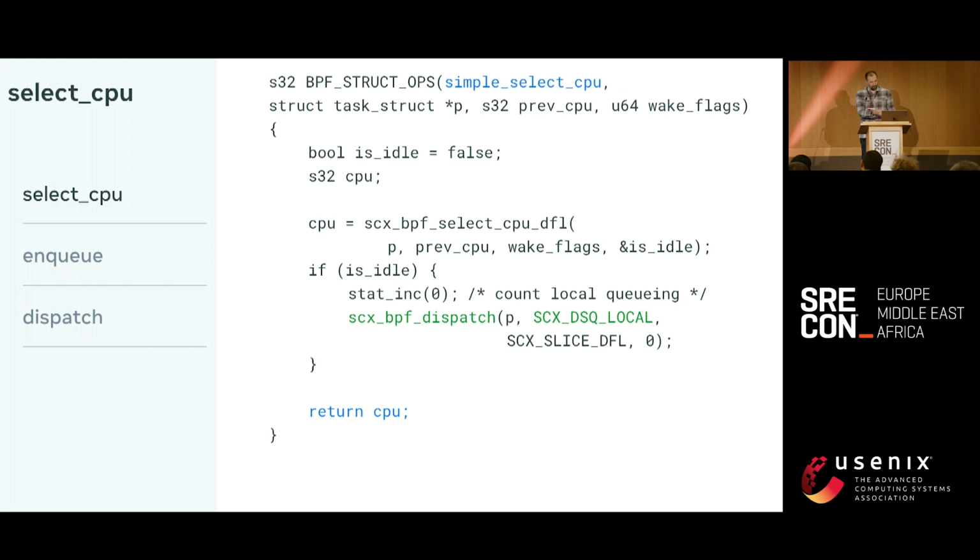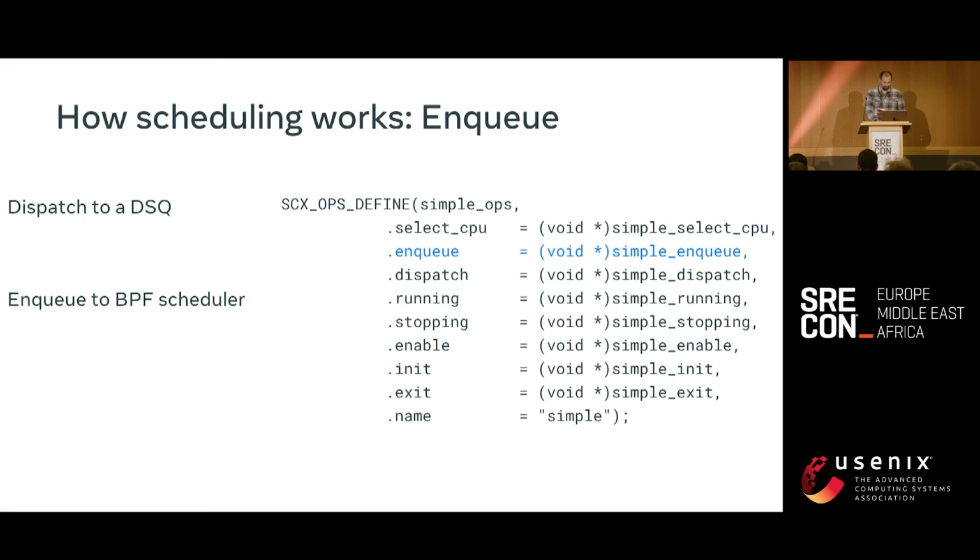So following our simple scheduler, here's our simple implementation where we basically set up a default CPU with a kfunc, and we dispatch to our local DSQ, or we return our preferred CPU. So not too complicated, it's simple. So then let's talk about enqueue. You can dispatch to a DSQ, or you can enqueue the task to the scheduler.